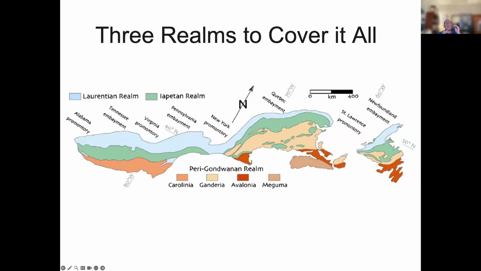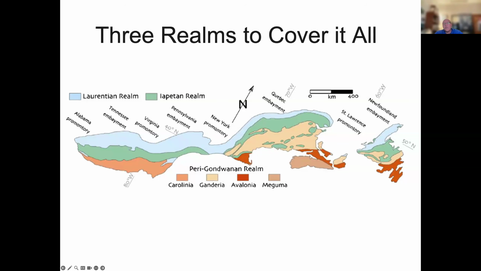And so they define these three lithotectonic divisions. And we'll use these words a lot. The first one will be something called the Laurentian realm. And the Laurentian realm, it's named after the mountain chain in Quebec. The next kind of realm would be something called the Iapetan realm. And probably a lot of you've heard of that word, Iapetan.